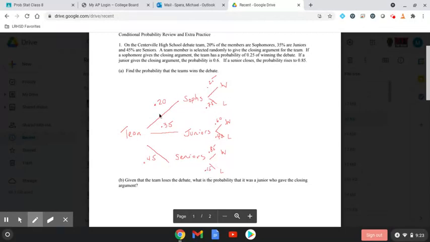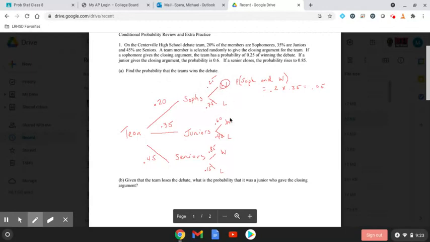And remember, if I multiply a branch times a branch, in other words, the probability a sophomore gives the closing argument and wins the debate, branch times a branch gives me soph and win. Multiplying 0.2 times 0.25, I get 0.05. The question here is to find the probability the team wins the debate.